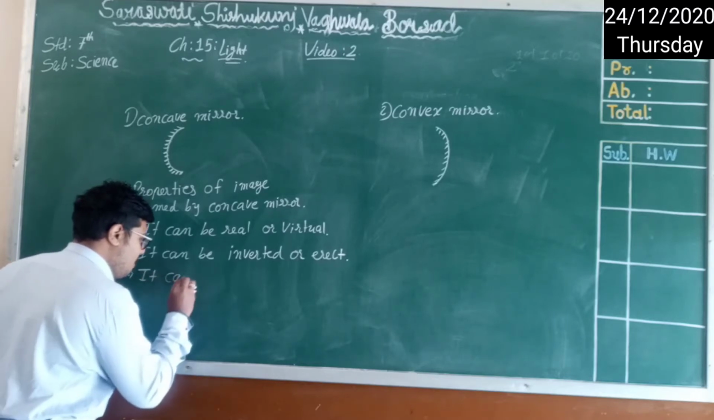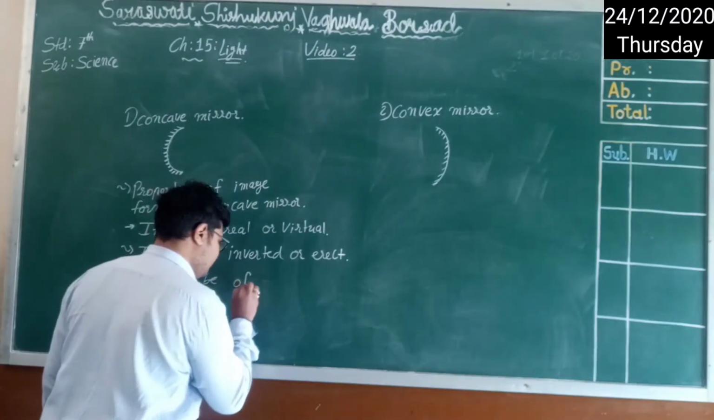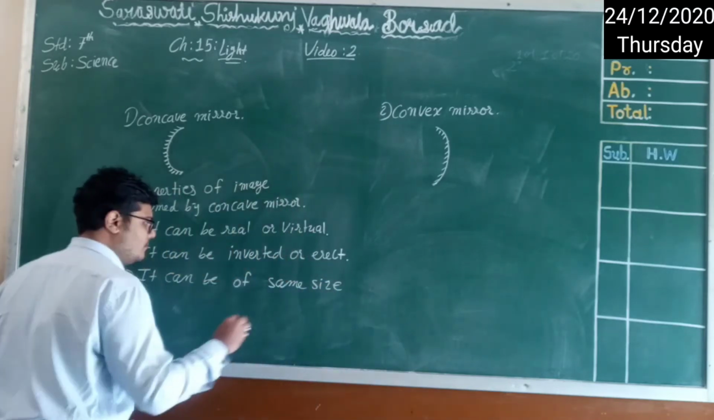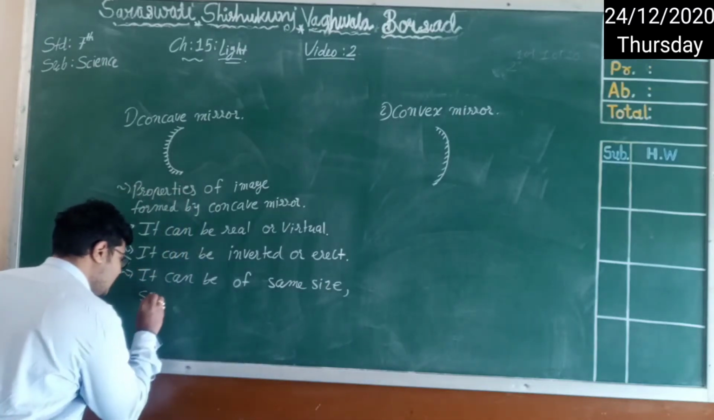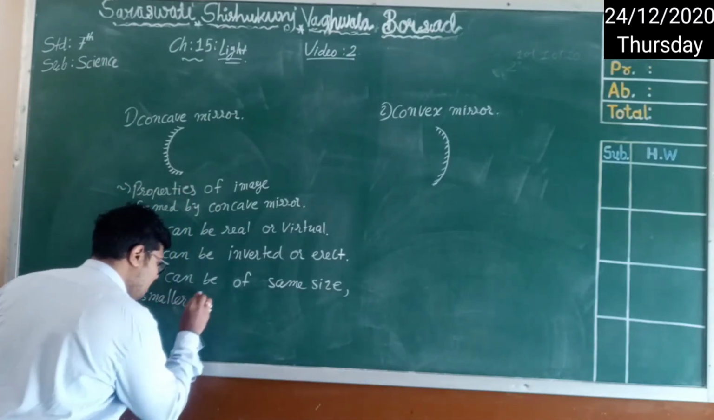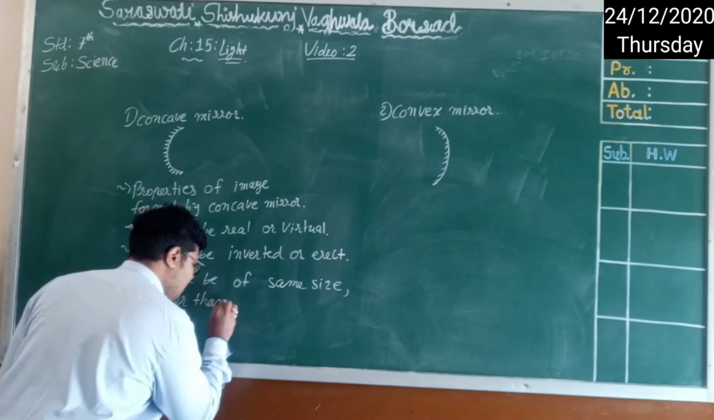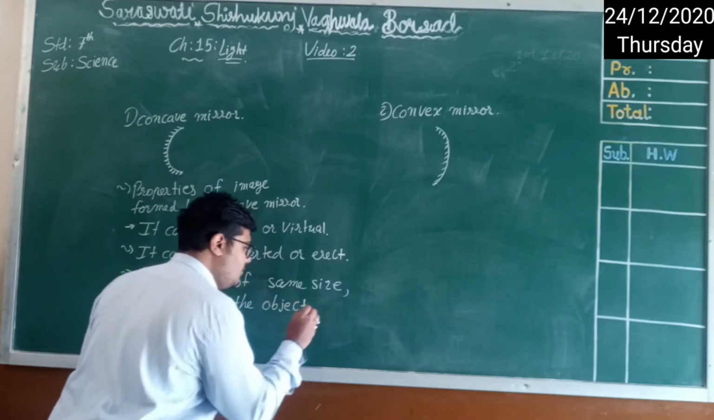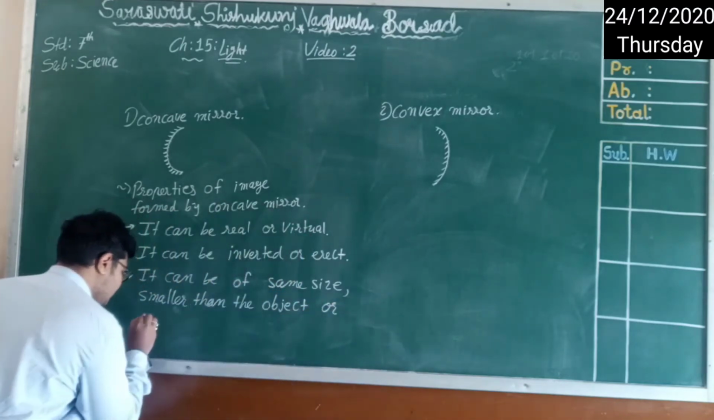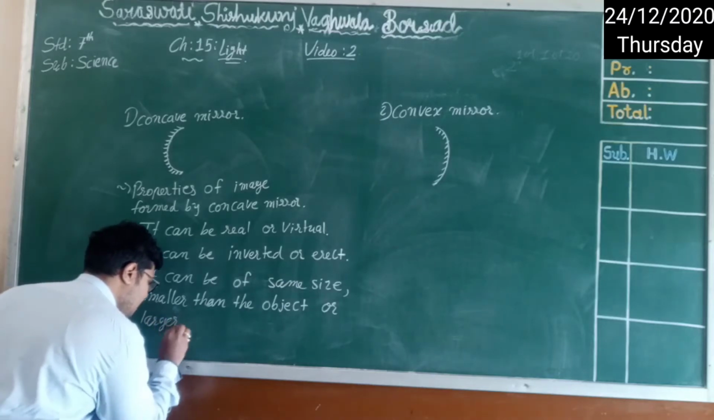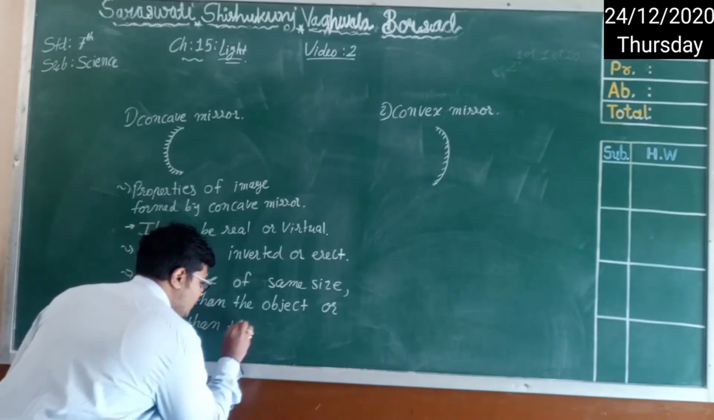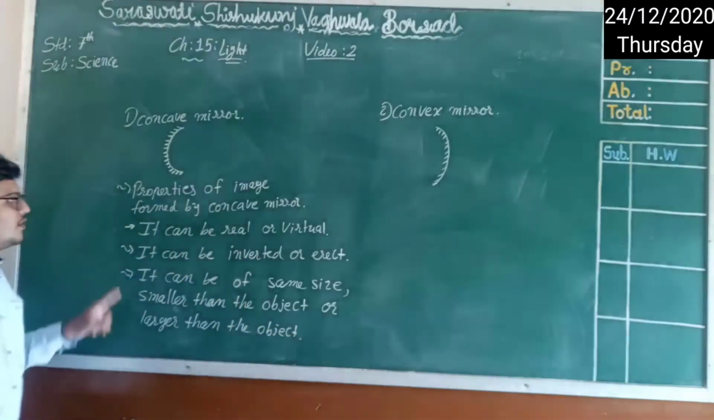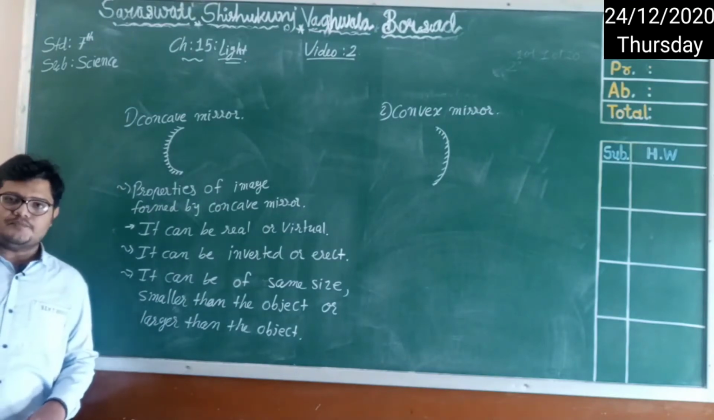Now the third property is that it can be the same size, smaller than the object, or larger than the object. So these are the properties of concave mirror, right?